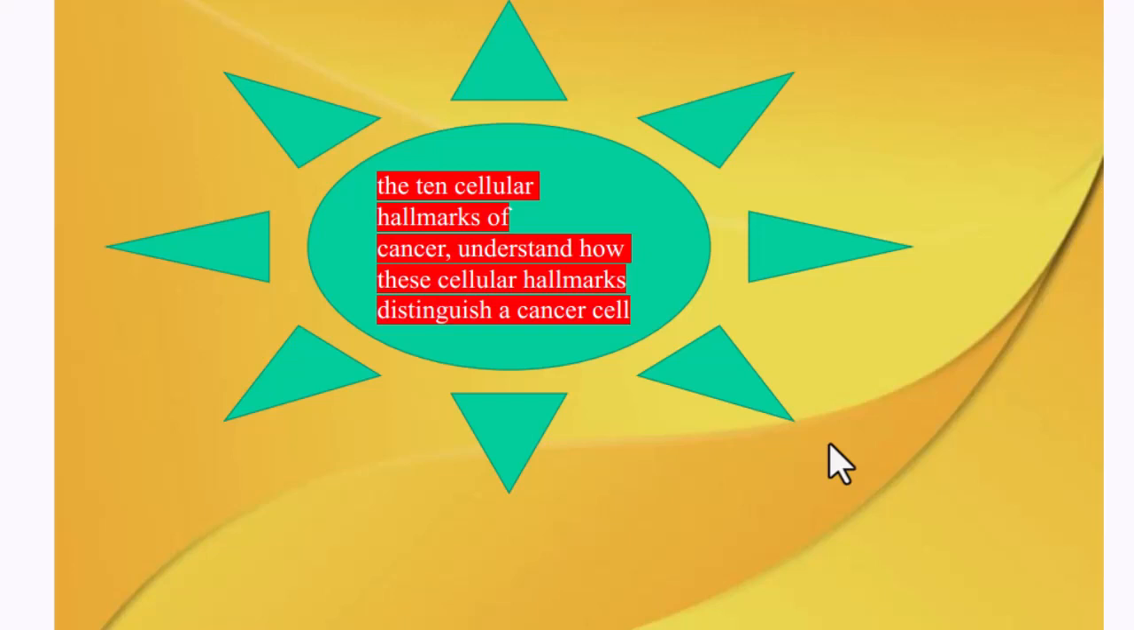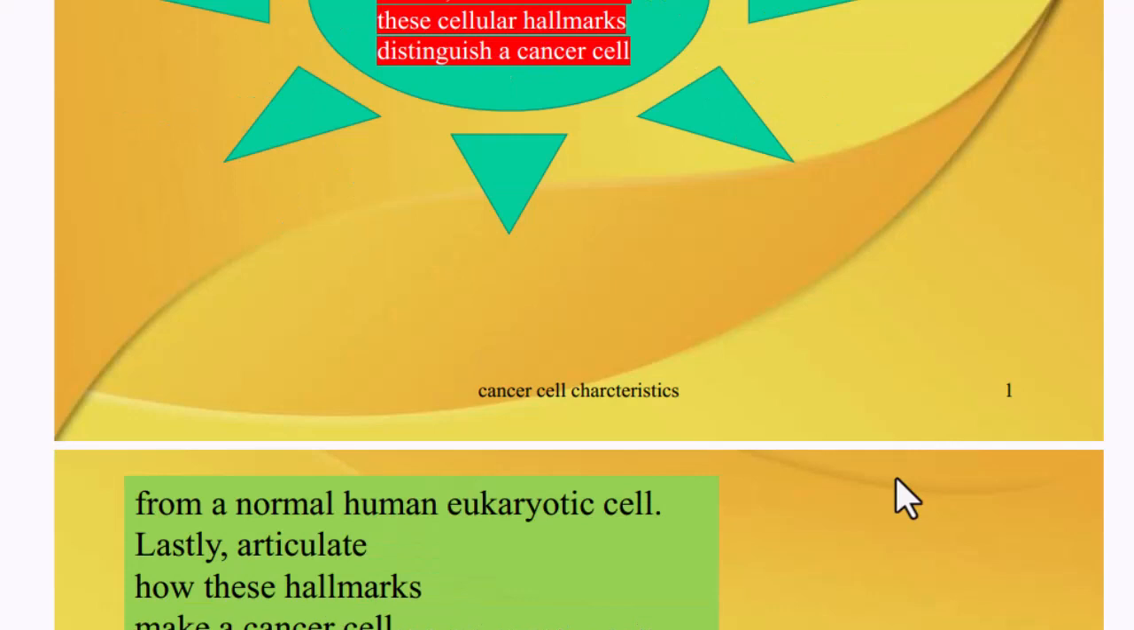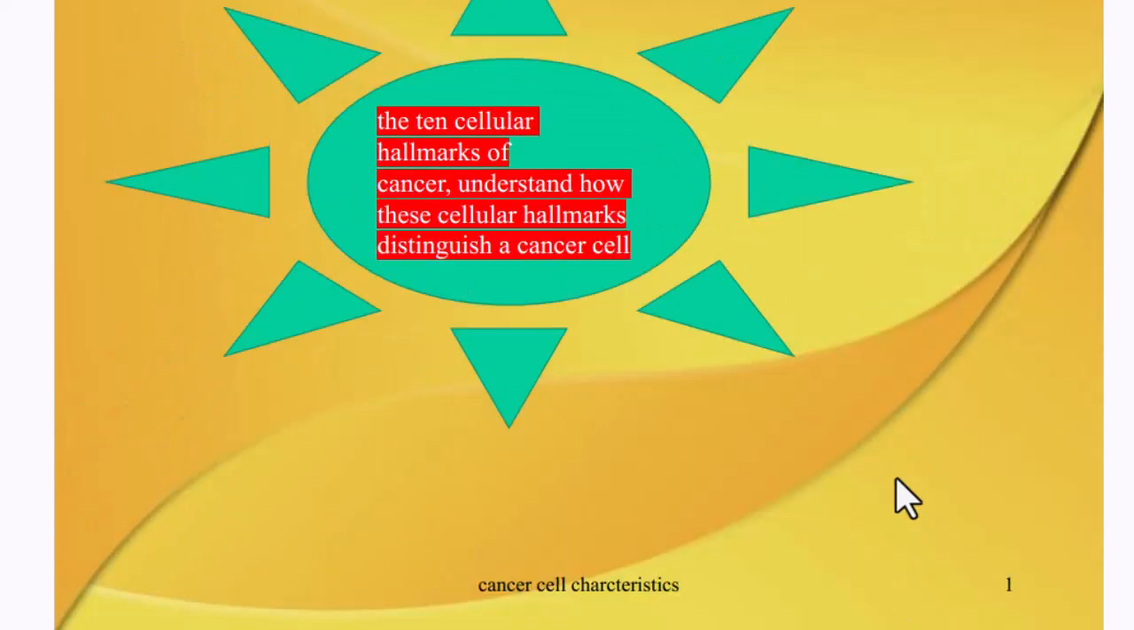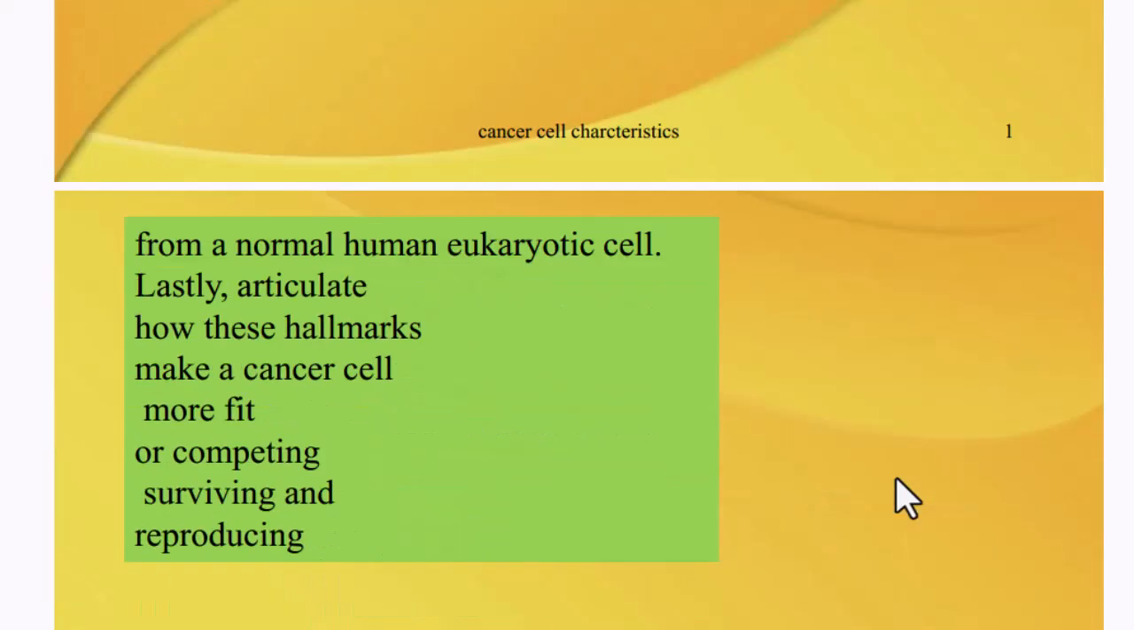Malignancy criteria, or hallmarks of the cancer cell. We can call them the criteria of the cancer cell, or cellular hallmarks that distinguish a cancer cell from a normal human eukaryotic cell.